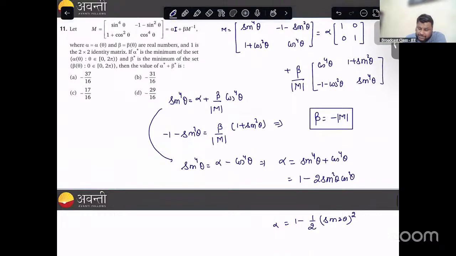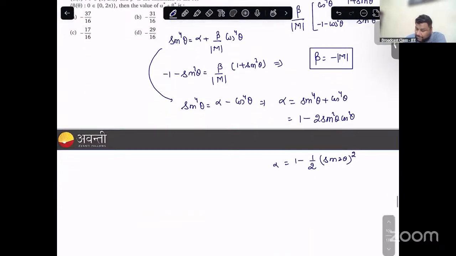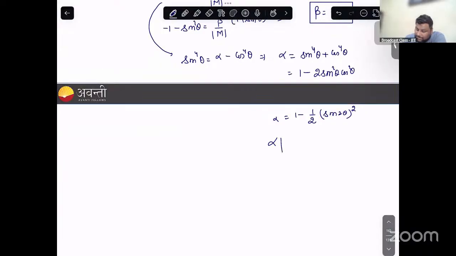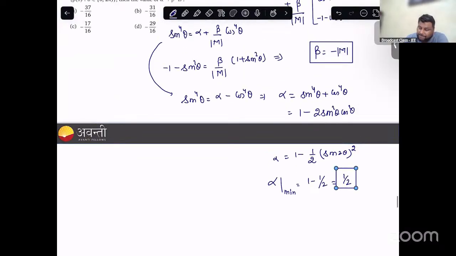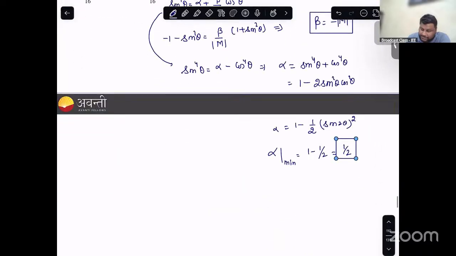Got it? Now they're saying alpha star is the minimum value of alpha theta. So what will be the minimum value of alpha? When the quantity you are subtracting is going to be maximum. So that is 1 minus 1 by 2, it is half. This is the minimum value of alpha. Correct? Now beta is what?